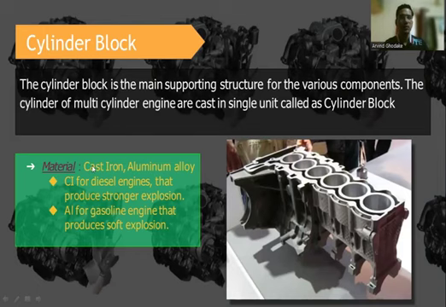The materials for the cylinder block are cast iron and aluminum alloy. These are the two materials used for manufacturing the cylinder block. Cast iron is used for diesel engines that produce a stronger explosion, and aluminum alloy for gasoline engines that produce a softer explosion. So for petrol engines, aluminum alloy is the material used for manufacturing the cylinder block.